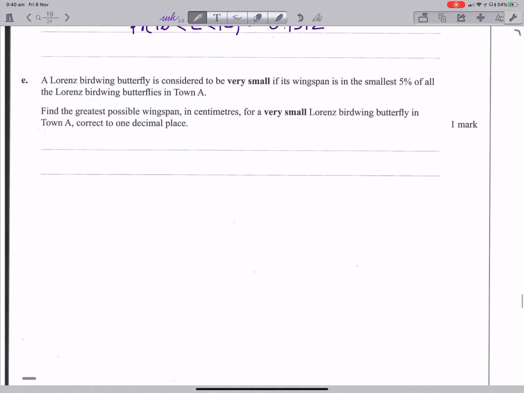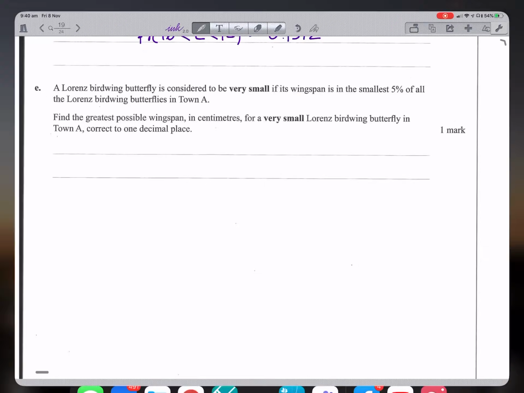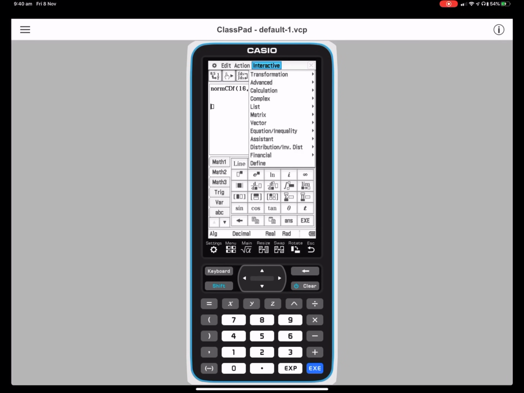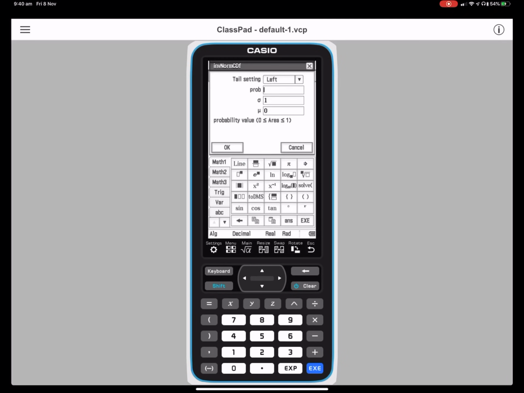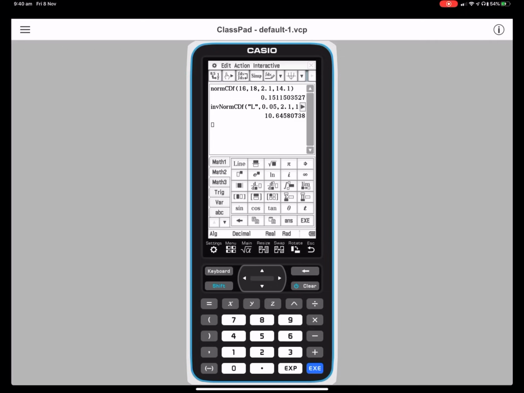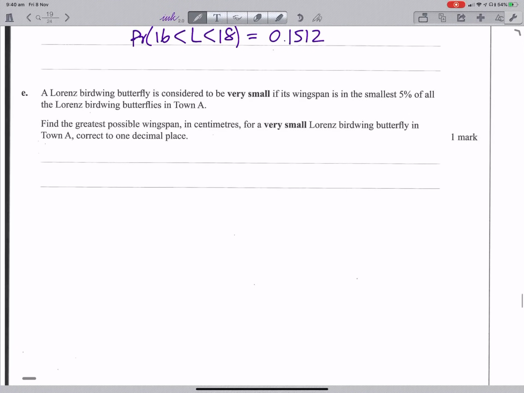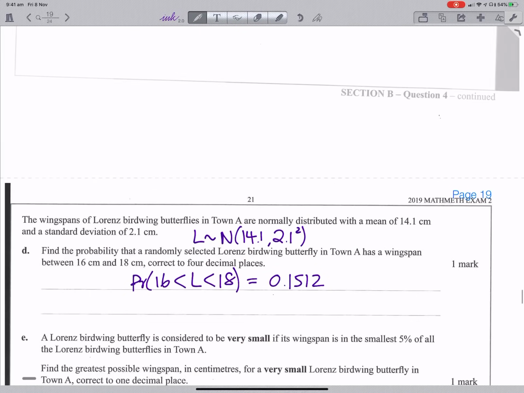A butterfly is considered to be very small if its wingspan is as small as 5%. Find the greatest possible wingspan. So we want to do inverse norm. Left 0.05, 2.1, 14.1, 10.6458, 10.646 centimeters. Is it centimeters?